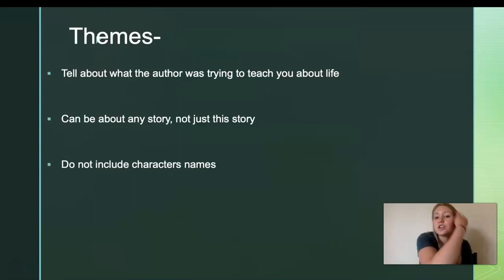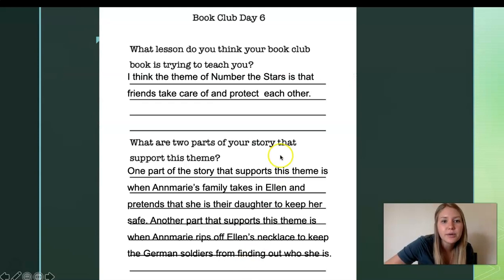Okay, so I'll just show you. So here's what I kind of came up with for Number the Stars. So I was thinking about the past 2 lessons that we have done, and I think that both of those are really good evidence for what I think the theme is of Number the Stars. So I said that the life lesson that Number the Stars is trying to teach us is that friends take care of and protect each other, right? So if you think about Number the Stars, the past 2 lessons, we've hit those really big important moments in the book that we're like, that seems like it really matters. That stands out, and maybe I should stop and think about that. That's actually a really good hint to what the theme of your story might be.